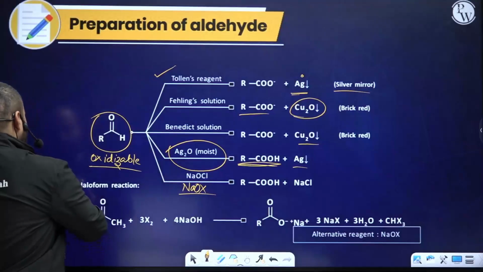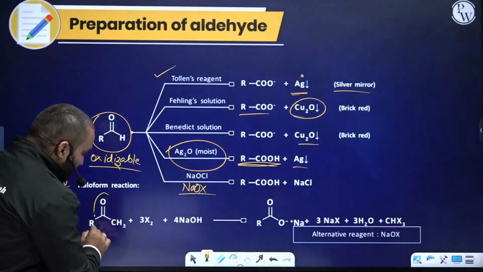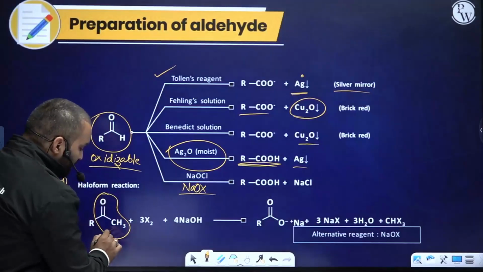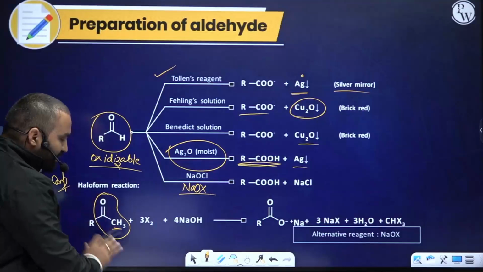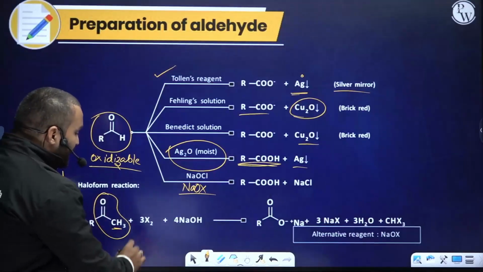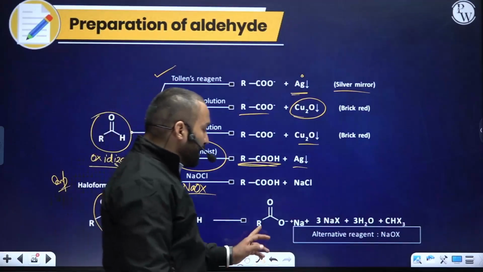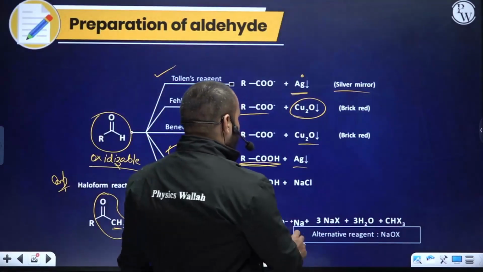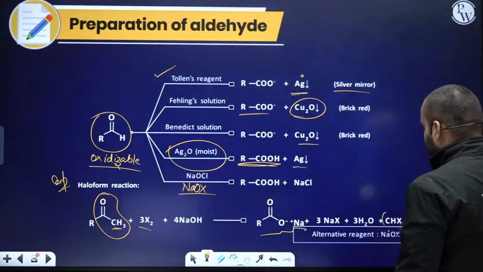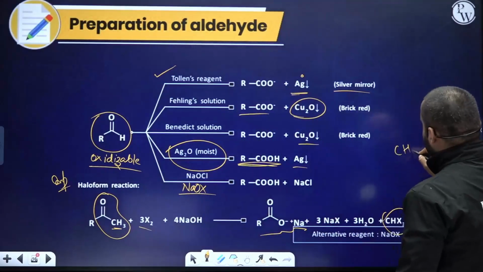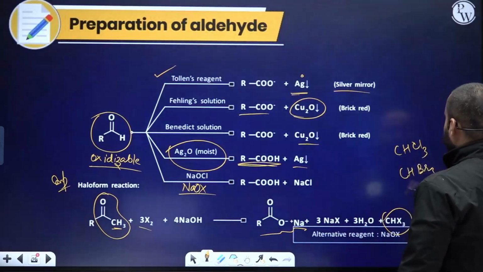This reaction is very important, known as the haloform reaction. For the haloform reaction, you need to have a methyl ketone. This is methyl and this is ketone. This framework is essential for the haloform reaction. Treating it with X2 in the presence of NaOH, you will obtain the sodium salt of the carboxylic acid with CHX3 produced. Now CHX3 can be CHCl3, CHBr3, or CHI3.